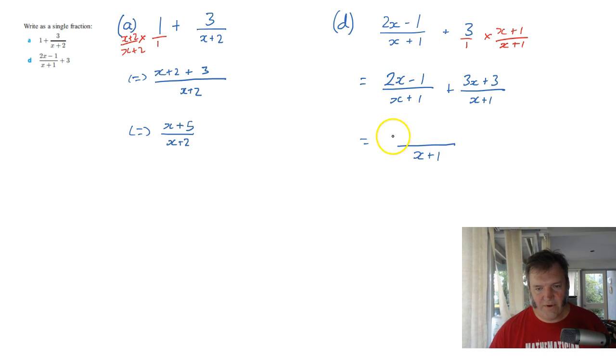2x plus 3x, that's going to be 5x. Negative 1 plus 3 is positive 2. And there we have it.